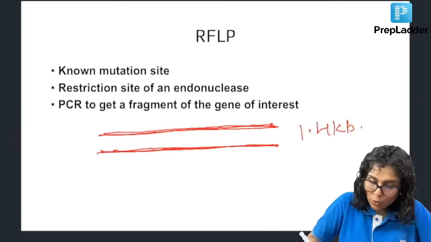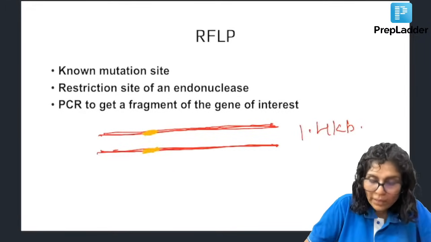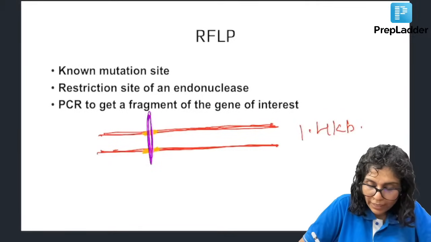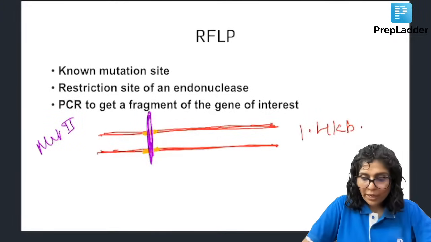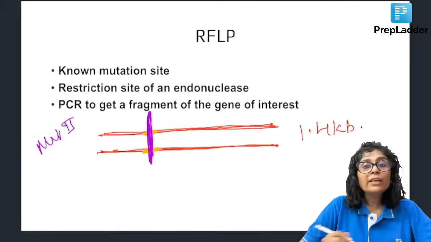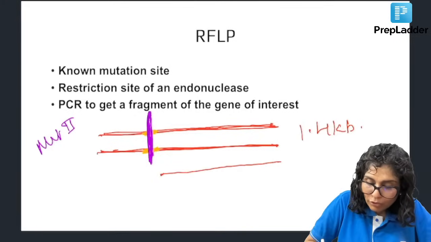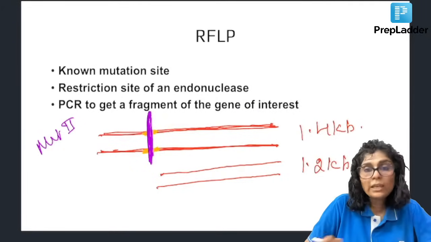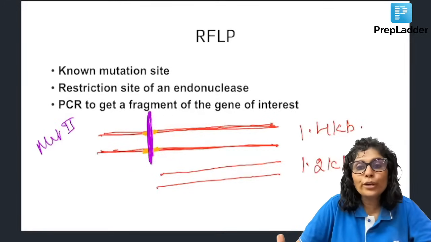This is where you have the 6th codon. The 6th codon is the restriction site of an enzyme, MST2. And you know MST2 cuts it if it's normal. If it cuts it, what will be the length of the fragment? The length of the fragment will be 1.2 kilobase pair. If it is not cut, the length will be 1.4.